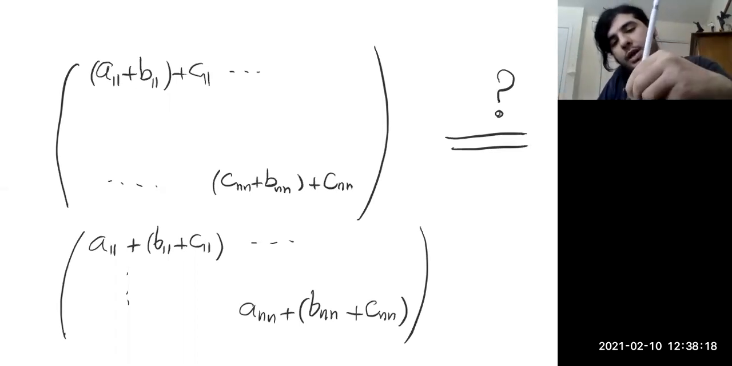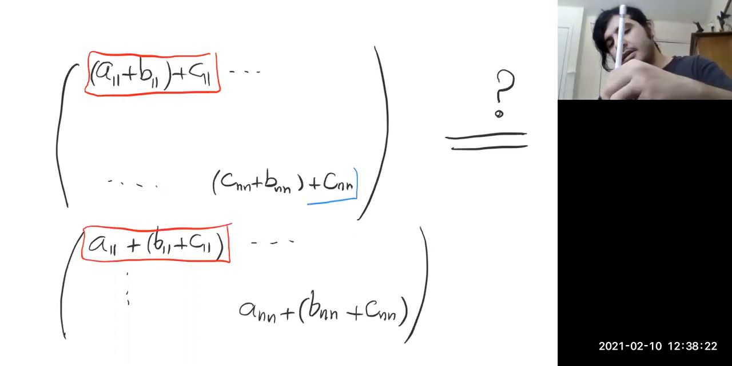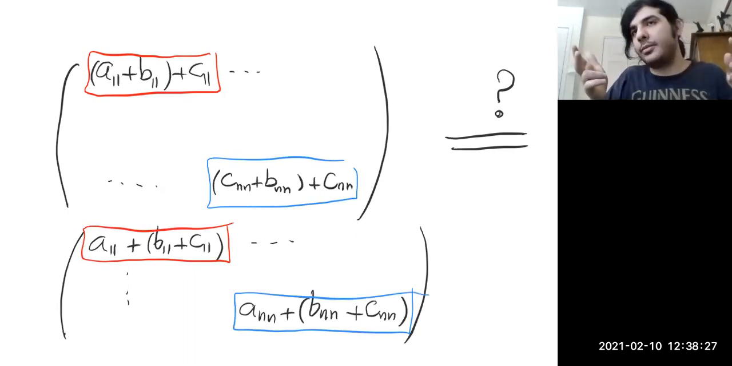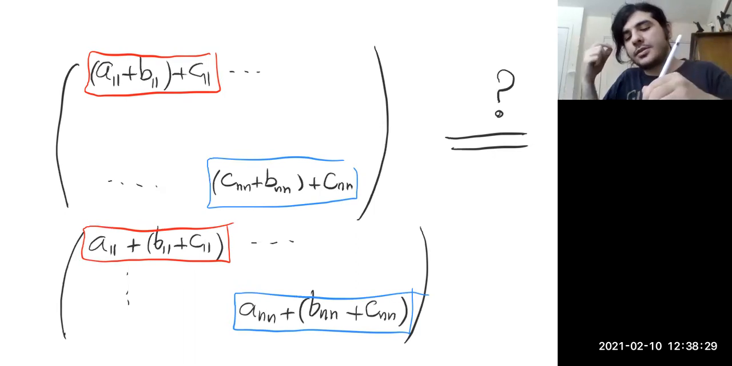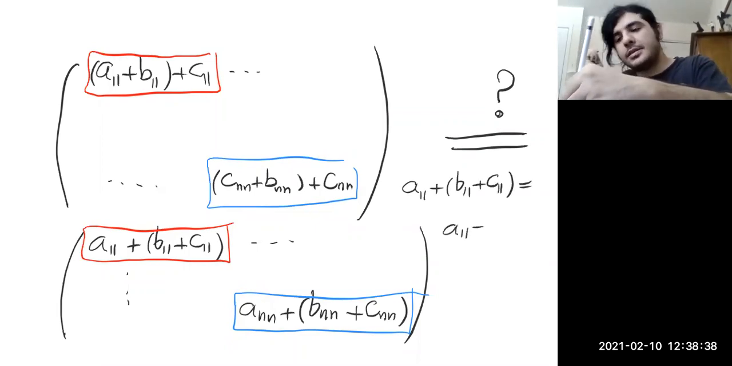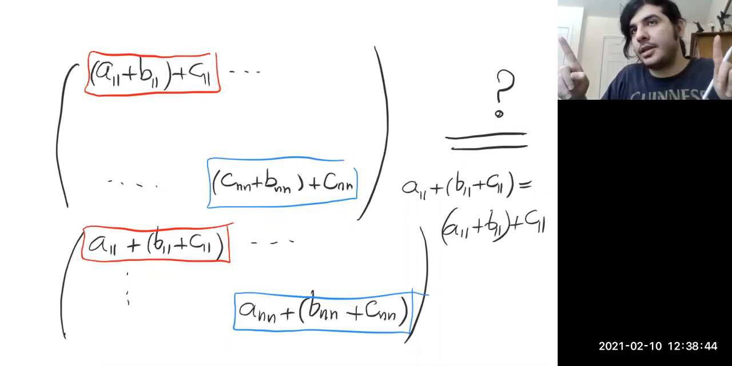Why? Because these two elements are equal. These two elements are equal. And in a similar way, every other two corresponding elements are equal, because these are just real numbers. And for real numbers, we have associativity. We know for real numbers, this property holds. And because every two corresponding elements are equal, the two matrices are equal. That's just the definition of equality.